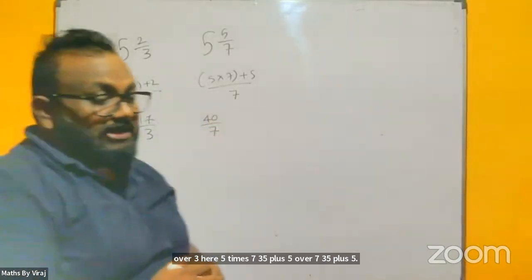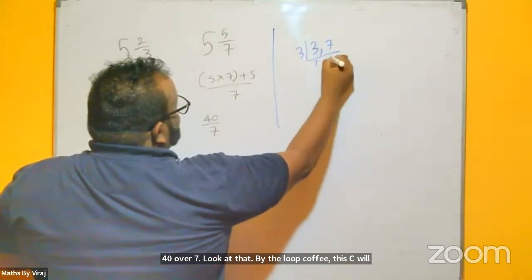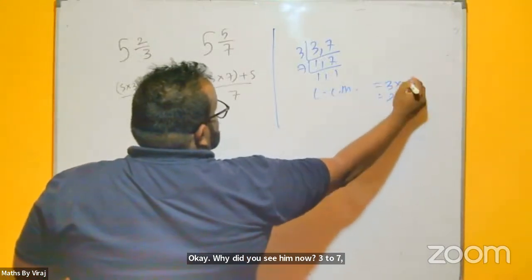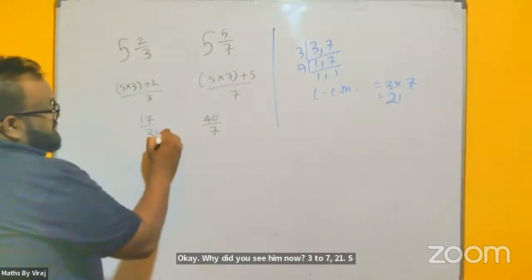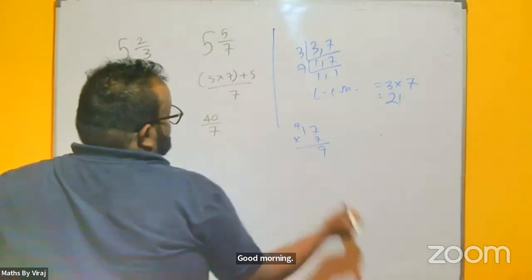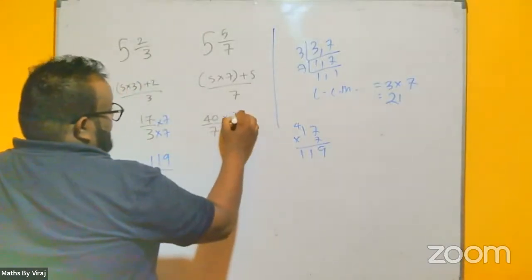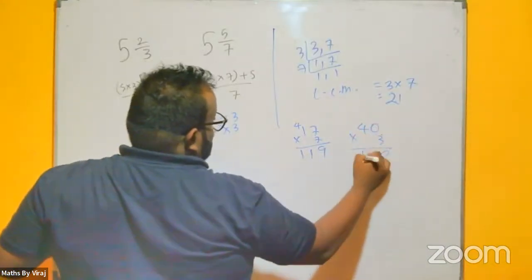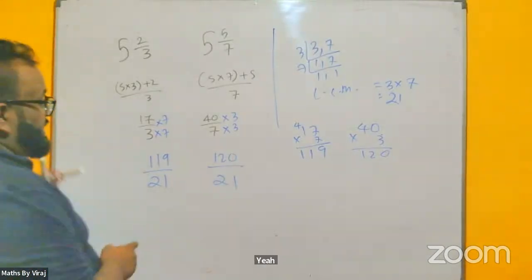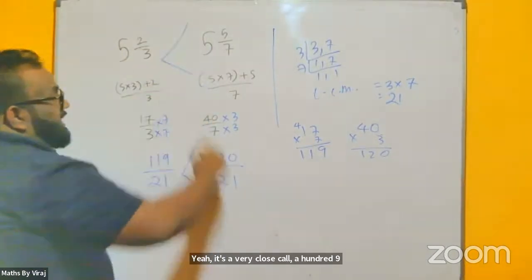Look at that. By the look of it, it does seem a little bit difficult. But let's see. For 3 and 7, what is the LCM? 3 into 7, 21. So I multiply top and bottom by 7. What is 17 times 7, children? 119 over 21. Multiply this by 3. 40 times 3, what is it? 120 over 21. Yeah, it's a very close call, no? 119 over 21, 120 over 21. So this is the larger fraction.